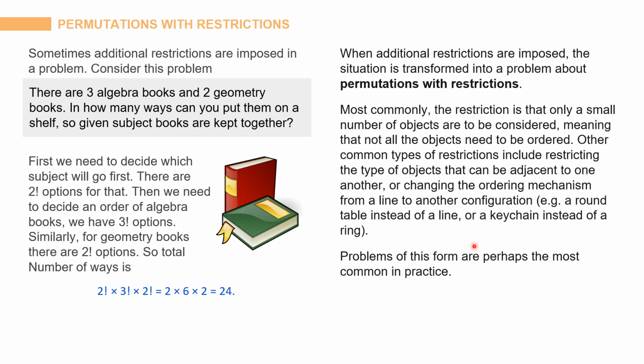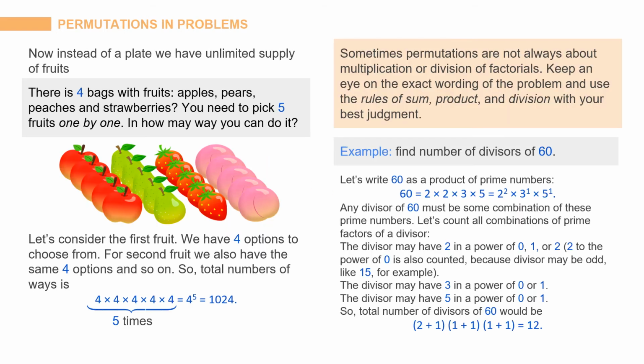Oftentimes, we'll need to resort to cases. In other words, instead of solving the whole problem as one, you break it up into 2 or 3 different cases that are easy to solve that allow you to take into account the restrictions. So in this problem page, we talk about some examples of problems with permutations.